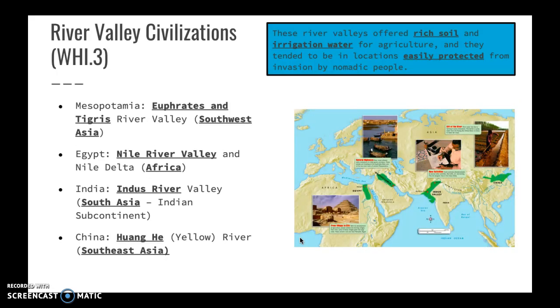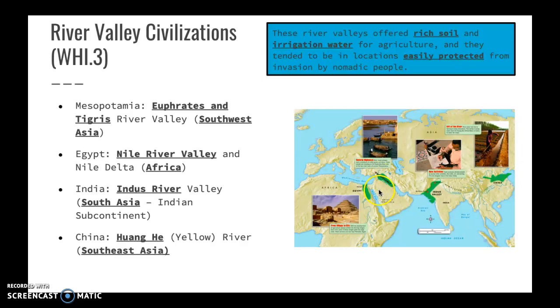Next up, you've got ancient river valleys. These river valleys offer rich soil and irrigation water because they are so close to the river. This is going to be really great for agriculture because these civilizations are emerging during the Neolithic era. It also has a tendency to be easily protected from the people who were still nomadic. There's 4 river valleys that you need to be able to identify on a map.